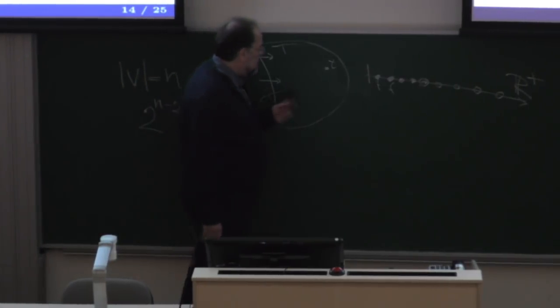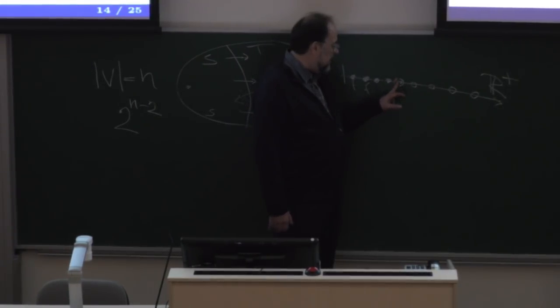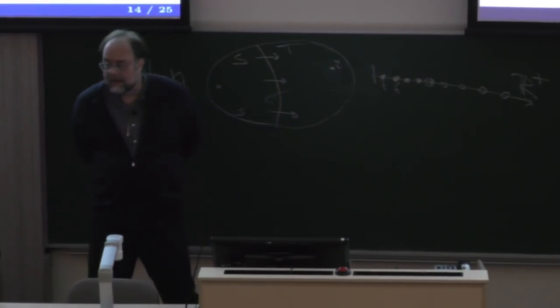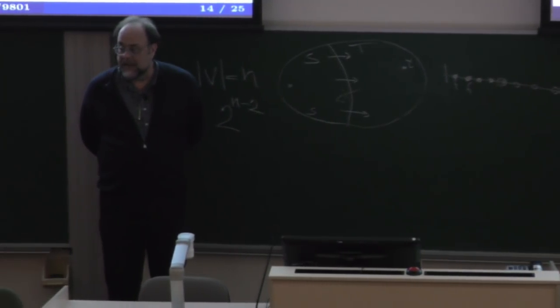So Ford-Fulkerson will always terminate when the capacity of a cut is reached, in which case the flow must be maximal. Do you understand the argument? Any questions?